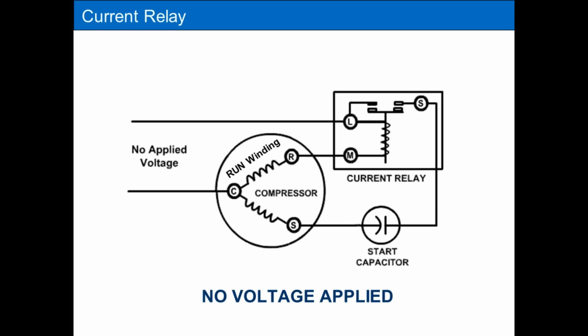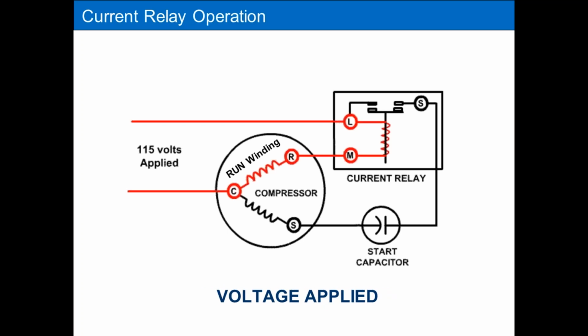The coil of the relay is wired in series with the run winding. So the coil of the relay sees the same current as the run winding. On startup, the current's going to be high and then drop off when the compressor starts. So the relay is designed to close on this high inrush of current. When you first energize it, the inrush current being high, that locked rotor amperage being what it is, causes the switch of the relay to close.